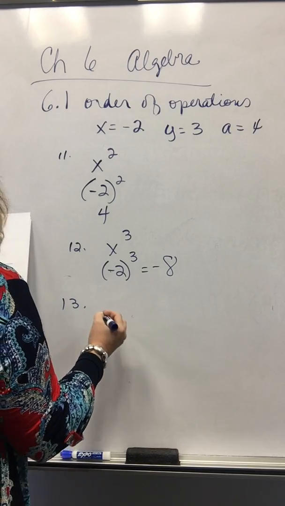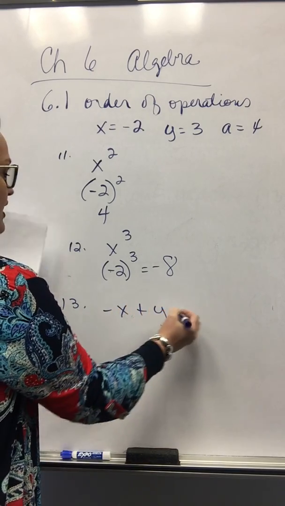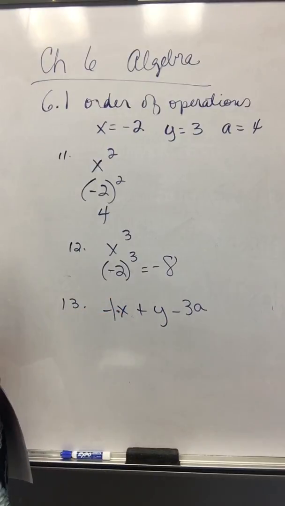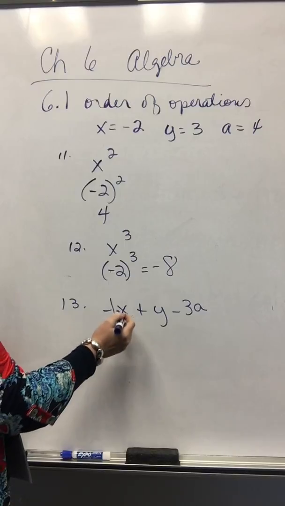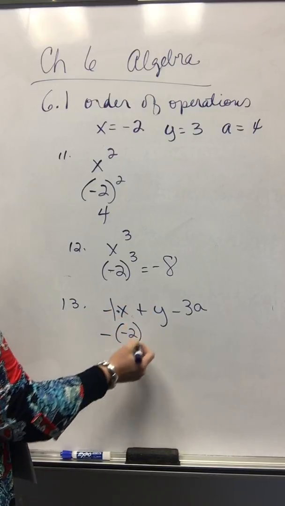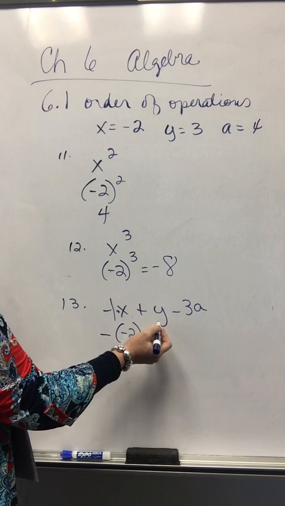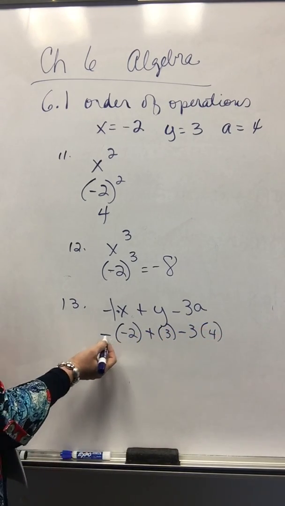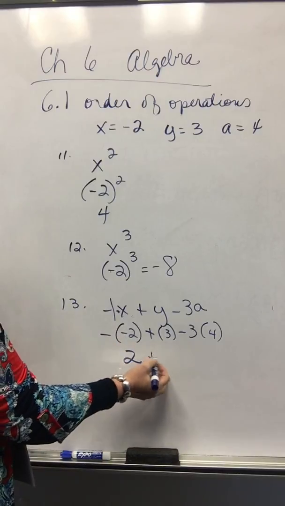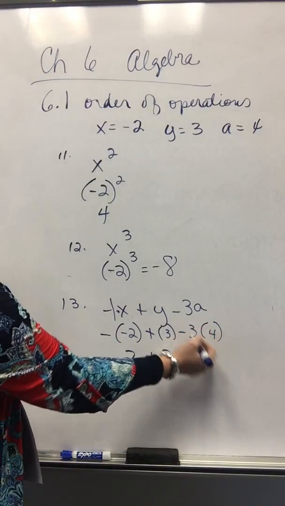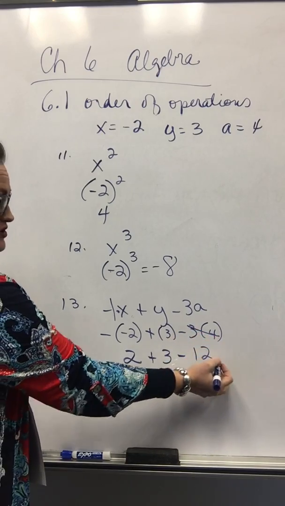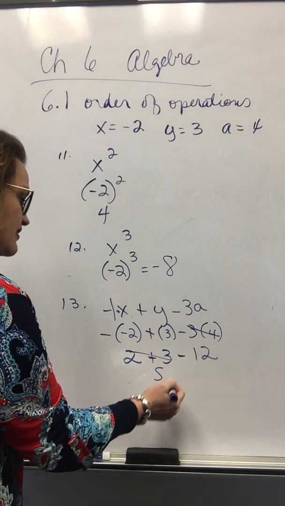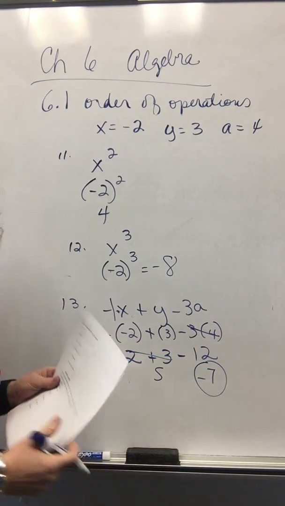Okay, 13, -x plus y minus 3a. So notice we have a negative, that would be a -1 multiplier on that one. -1, or a negative in front of x, which will be -2. So we wind up with a double negative. Y is 3 and a is 4. So this double negative becomes a +2. And then the first order, I guess we do here, is the 3 times 4, which is 12, and the rest is add and subtract. 2 and 3 is 5, and then 5 minus 12 for a final answer of -7 there.